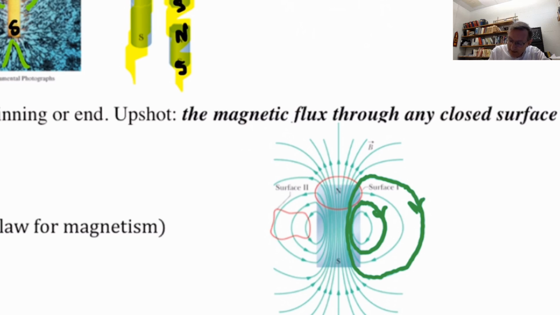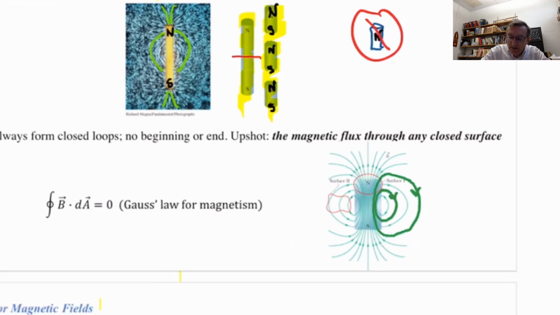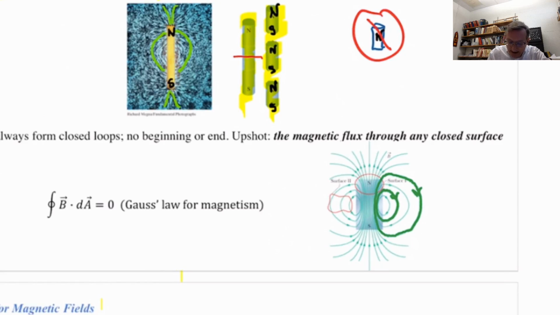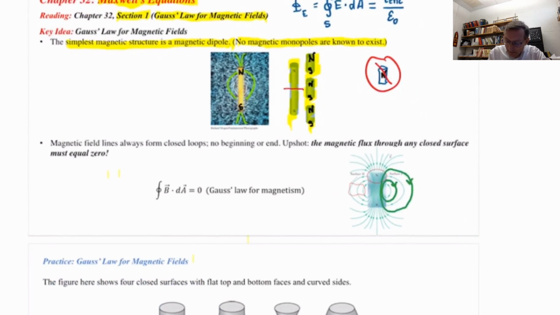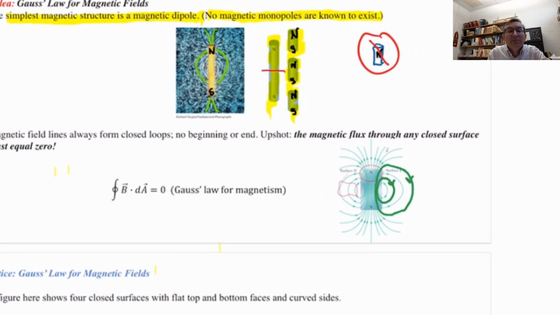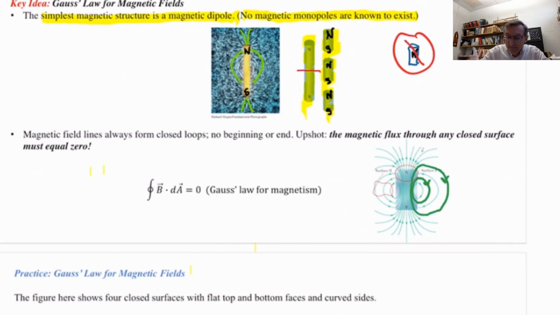Okay, so what does that mean? What are the consequences of that when it comes down to calculating the magnetic flux through a closed surface? Okay, here we go. If the magnetic field lines always form closed loops with no beginning or end, then the consequence of that is the magnetic flux through any closed, double emphasis, closed surface must equal 0.